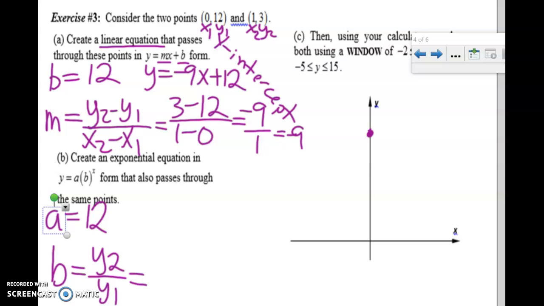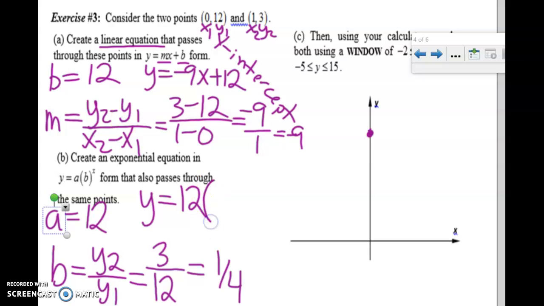It ends up telling you what you multiplied by. Now the y2 value is still 3 and the y1 value is still 12. So reduce this to make it a smaller fraction. How about 1/4? Let's put it all together as y equals the y-intercept a value first, then the 1/4 to the x power.